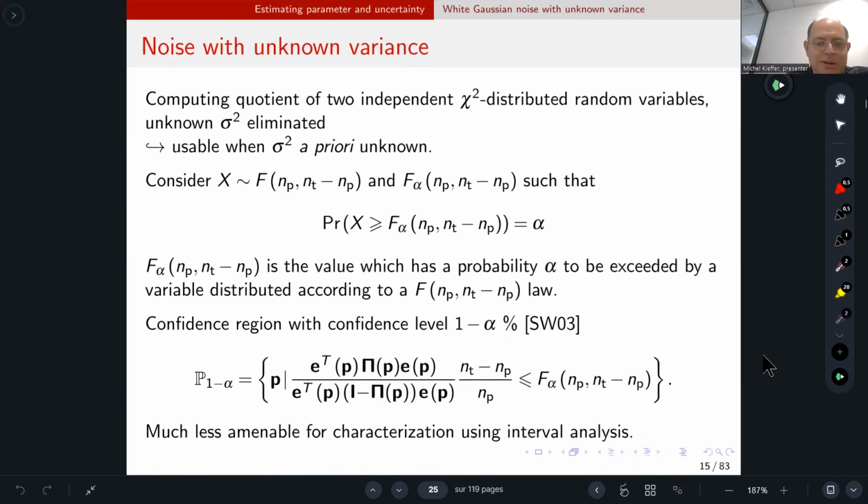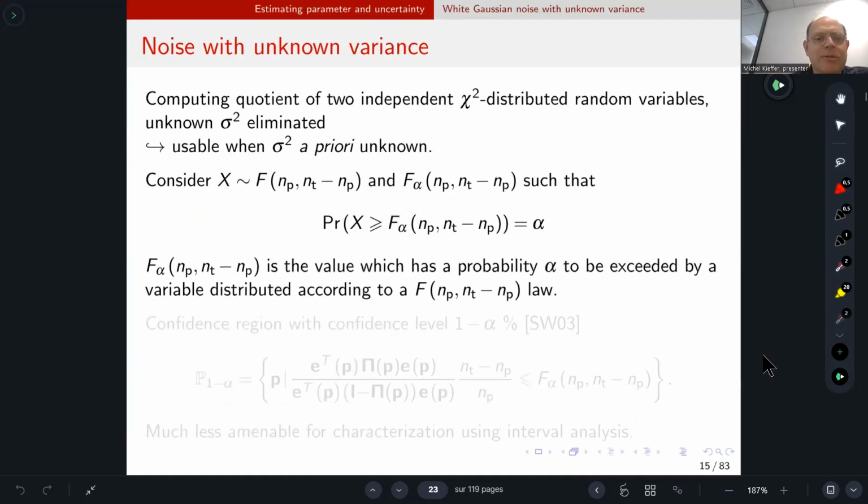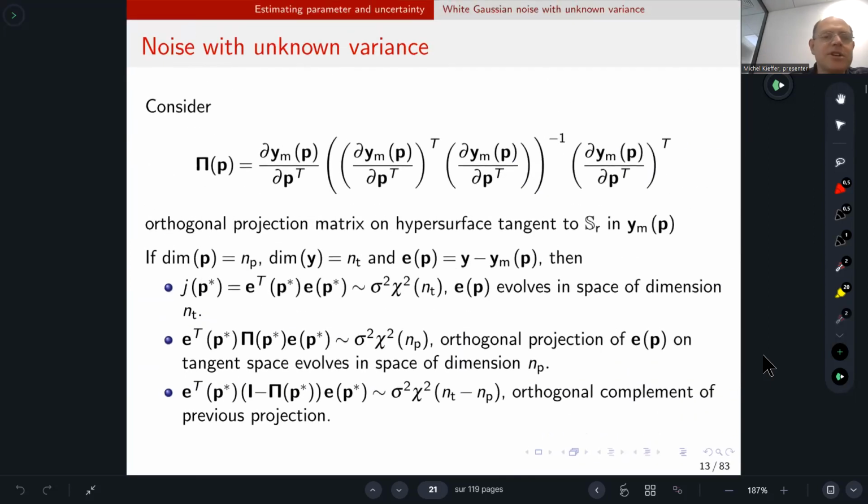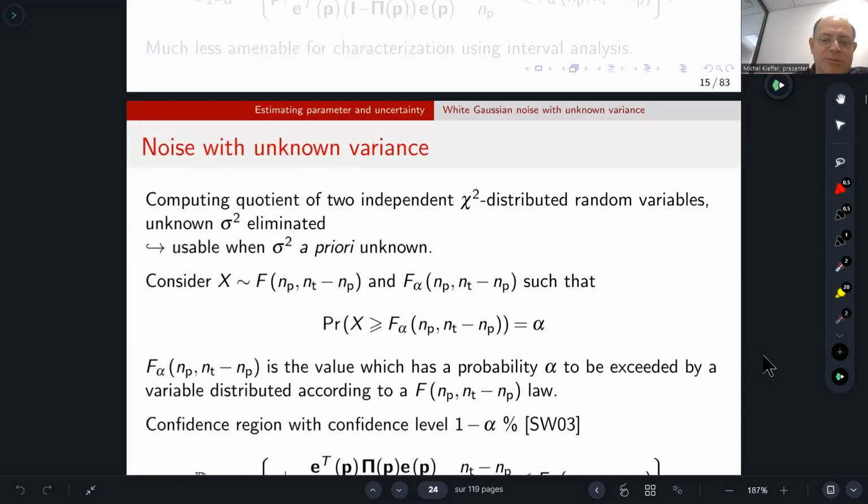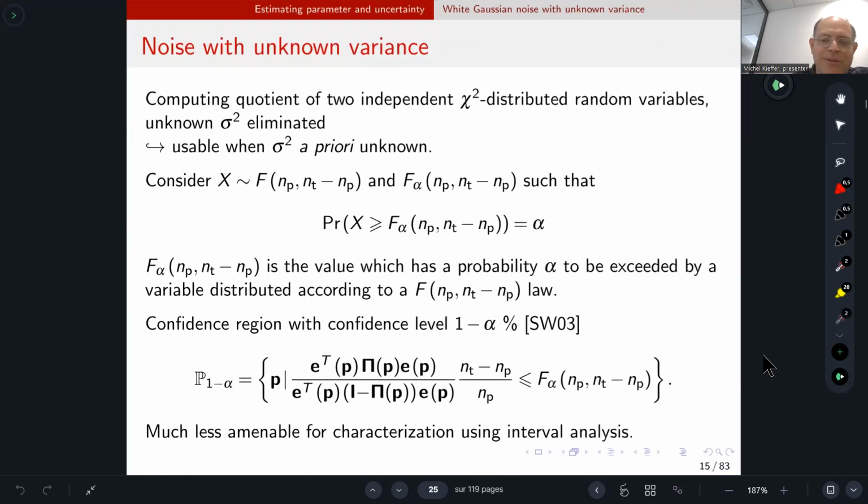Well, we could think that we could apply interval analysis again. Unfortunately, in that case, this is much more complicated, and the main difficulty comes from the definition of the projection matrix which is involved, where you have the inversion of a matrix to evaluate. And this inversion of the matrix makes the computation much more complicated. So for the time being, it's still an open problem to perform the characterization using interval analysis. We can perform characterization using gridding, but not using interval analysis.